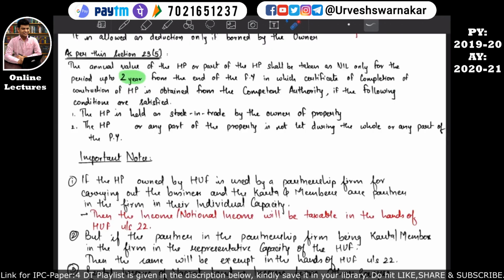So now let's read this again. The annual value, that means the yearly rent income. So how to read annual value? The yearly rent income of the house property or part of the house property shall be taken as nil only for a period of 2 years from the end of the financial year in which the certificate of completion of construction of the house property is obtained from a competent authority, if the following conditions are satisfied. So if the following conditions are satisfied, then only the annual value of the house property or part of the house property will be taken as nil.